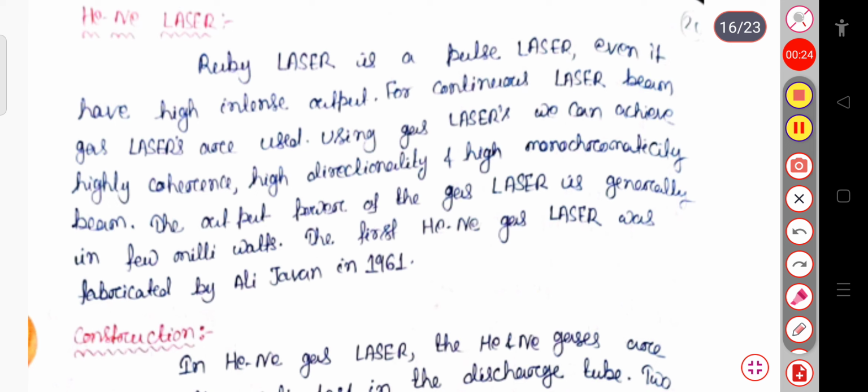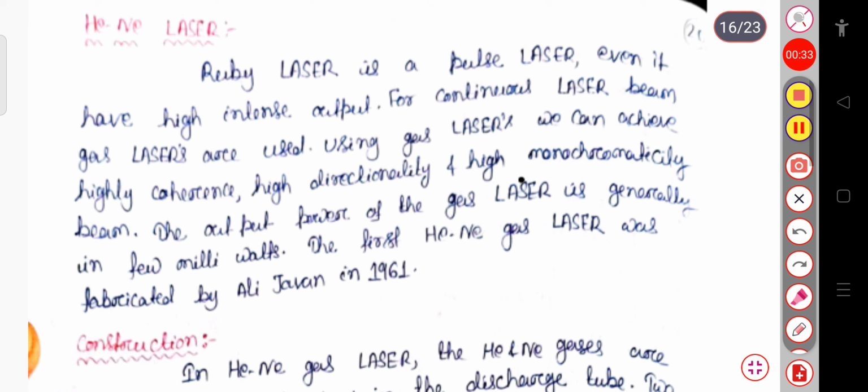So what are the drawbacks of the ruby laser? We have discussed that the ruby laser is a pulsed laser. That is, we are not getting a continuous laser beam in case of the ruby. Ruby laser is a pulsed laser, even if it has a high intensity output, but still it is a pulsed one.